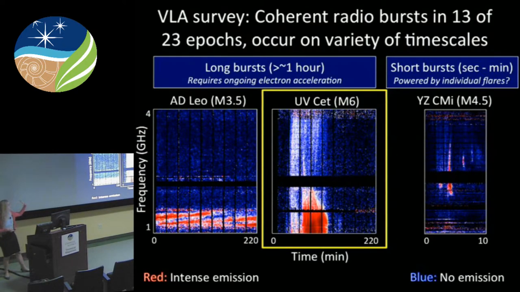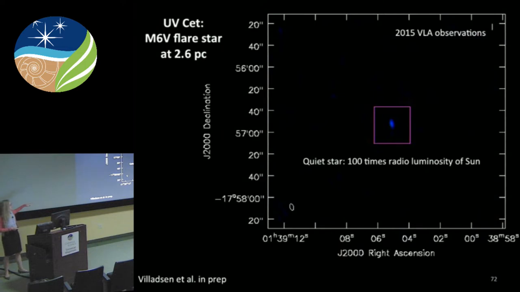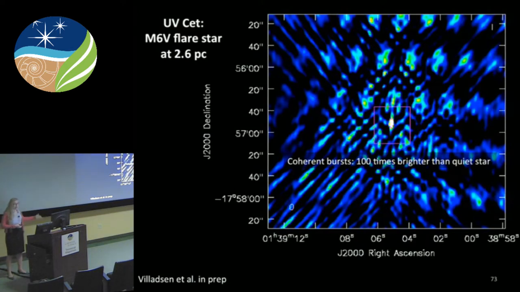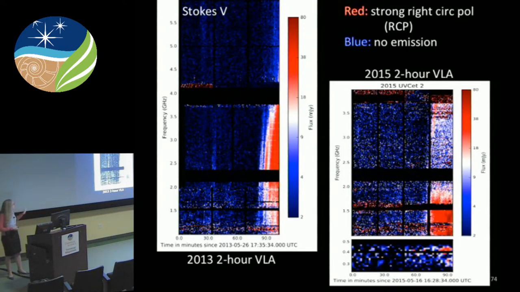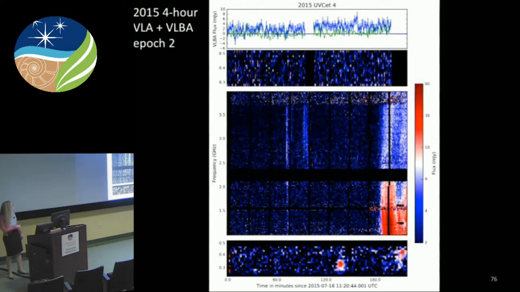So on to what is my favorite star, UV Ceti. Even its quiet emission is 100 times brighter than the radio emission from the sun, which is impressive because it's got 100 times less surface area. And then during coherent bursts, it gets 100 times brighter than that. That's an image. And here's dynamic spectra of some of the coherent bursts. So time on the x-axis, frequency on the y-axis. And you see emission at a wide range of frequencies that occurs at many different frequencies at roughly the same time. And you see this on many different dates.